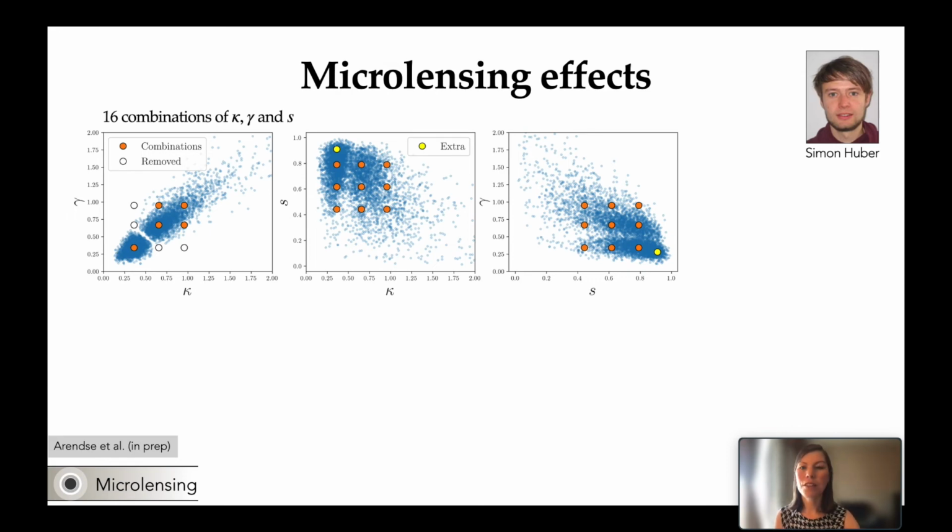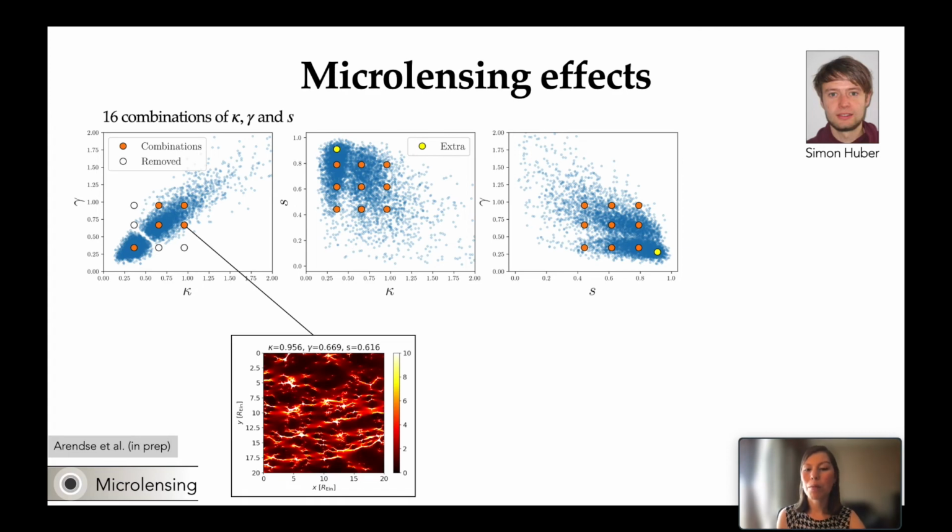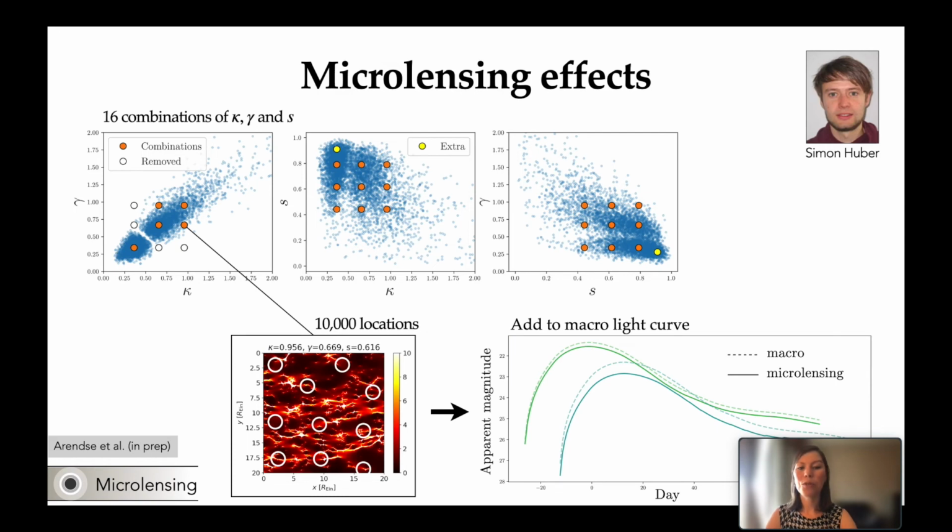And for each of these combinations, Simon calculated a microlensing magnification map, and then put expanding supernovae in 10,000 locations to capture the stochastic behavior of microlensing. So for each of these, if we have a lens supernova, then we sample the combination of kappa, gamma, S that is closest to it, and we pick one random location in the magnification map. And then we add the microlensing magnification to the normal macrolensing magnification.